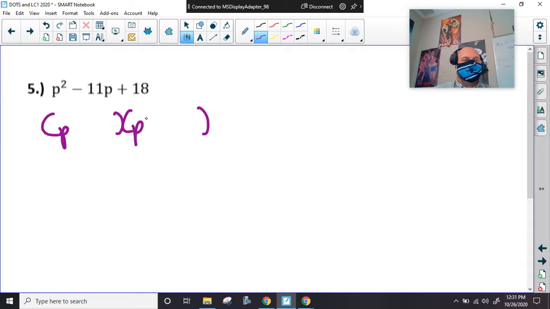All right. Since this is positive and this is negative, these are both negative. What are some of the numbers that will go into 18? 9 and 2. Yeah, so it's a minus 9 and minus 2. And it doesn't matter the order as long as the signs are correct.